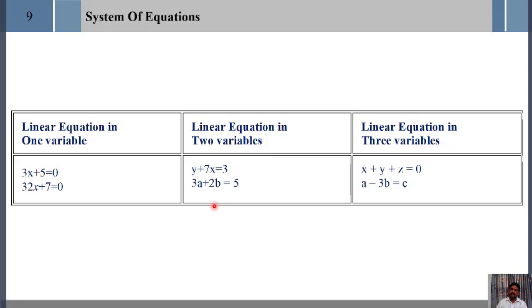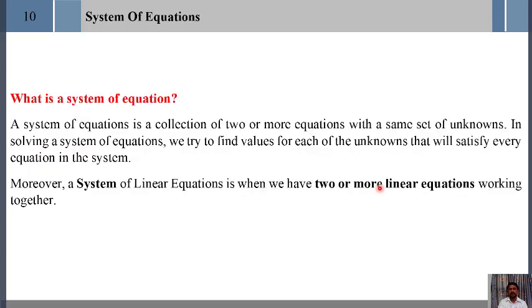Linear equation in three variables, x plus y plus z equal to 0, a minus 3b plus a minus 3b equal to c, etc. So in this equation there is only one variable, and in these equations there are three variables, here x, y, z, and here a, b and c. So these are all various forms of linear equations involving two variables and three variables.